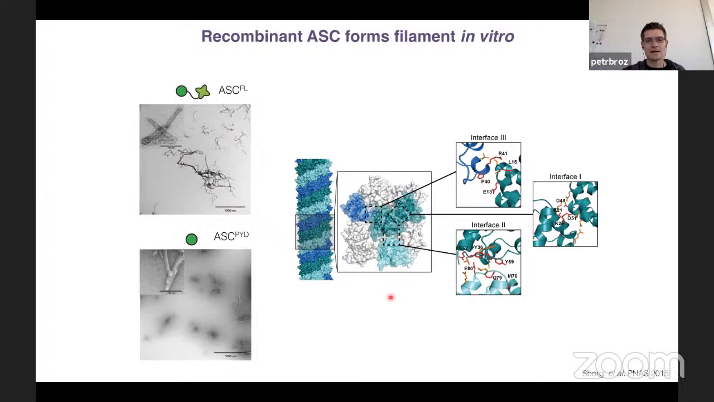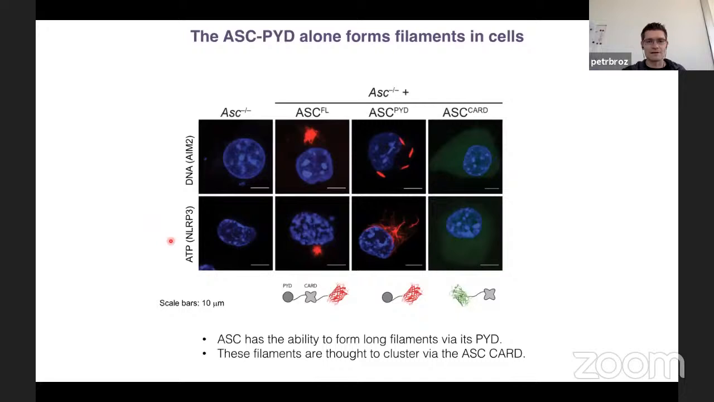You can also see that in cells. These are macrophages that express either full-length ASC, only the pyrin domain, or only the CARD domain, hooked up with fluorescent proteins. In this case, it's full-length with mCherry, pyrin domain with mCherry, and the CARD with GFP.